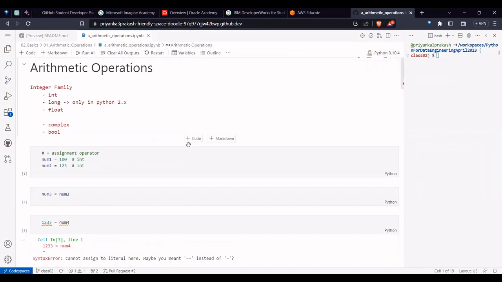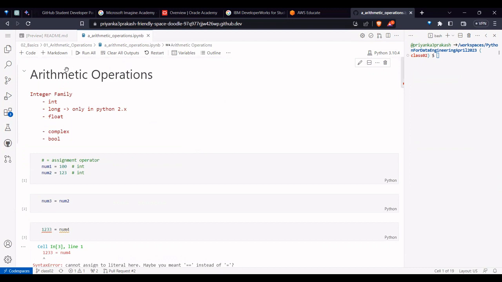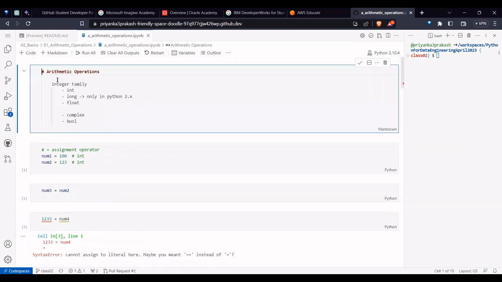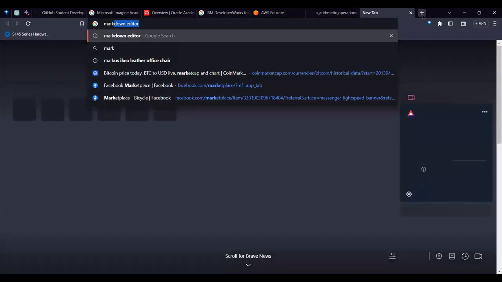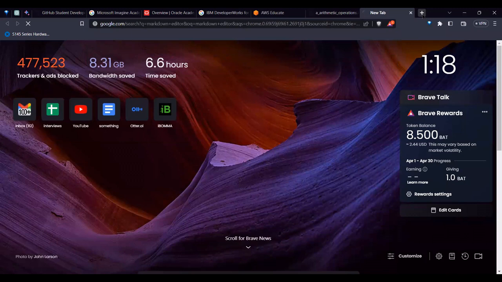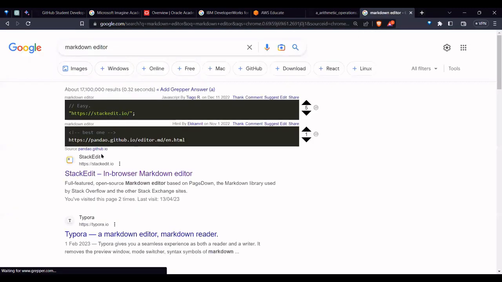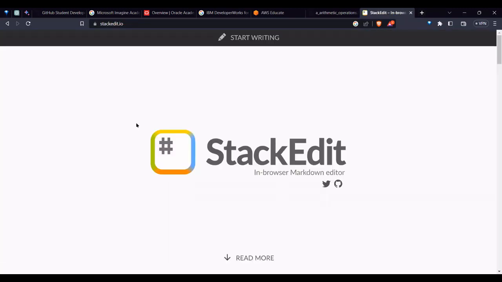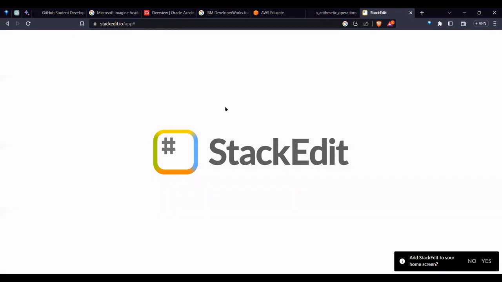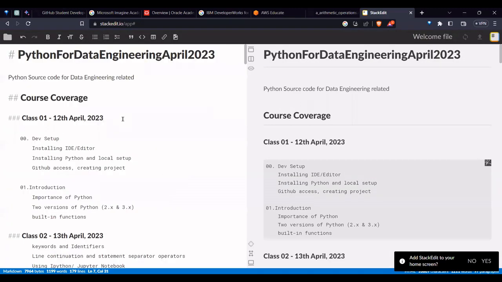You can do operations. There are 2 types of cells. One is the markdown cell, the other is the code cell. If you want to write statements like this, use a markdown cell. Markdown means you need to start with a hash followed by a space if you want a heading. If you want to know more about markdown, there are many markdown editors. If you just type markdown editor, you can find a lot of things. One of them is StackEdit. If you click here, you can understand what the code is.